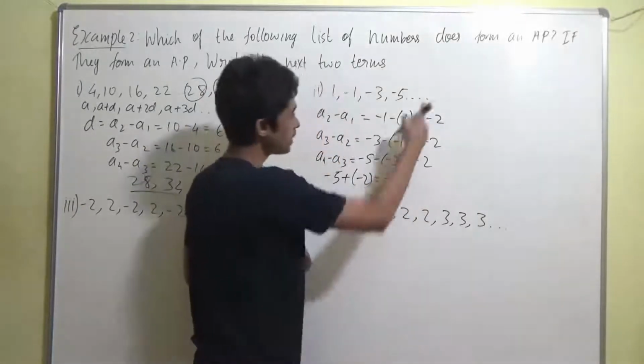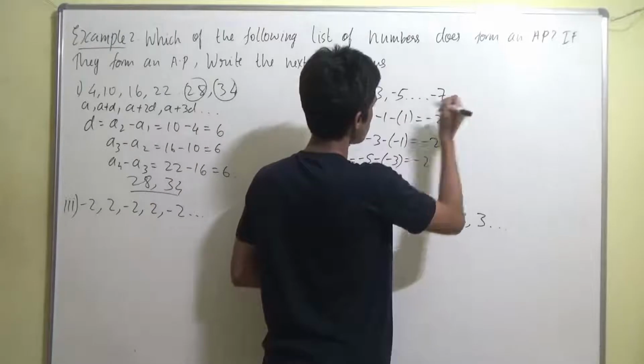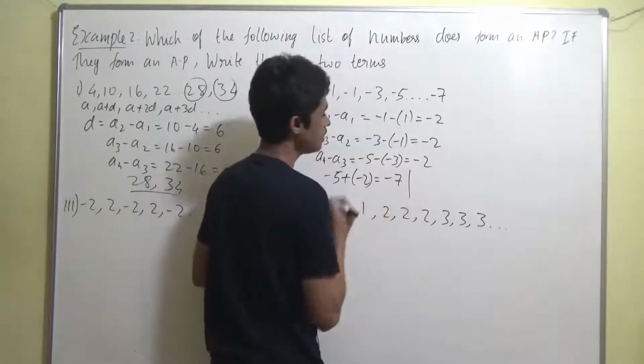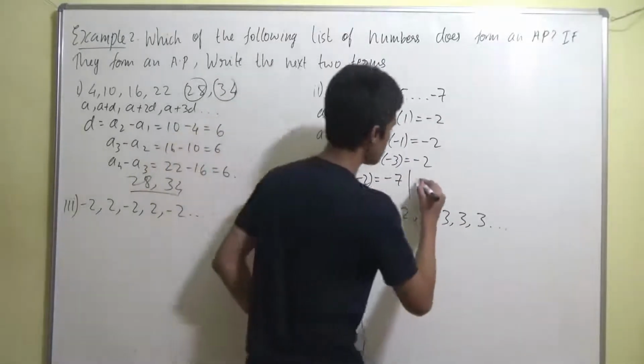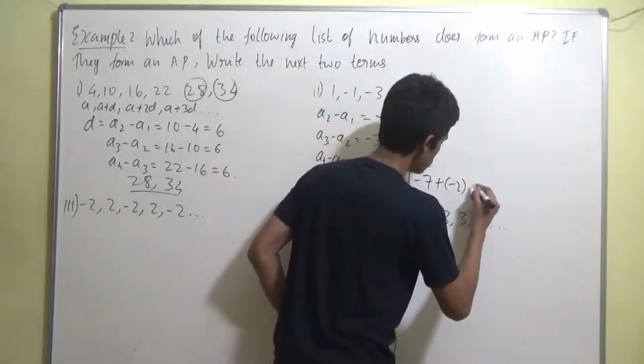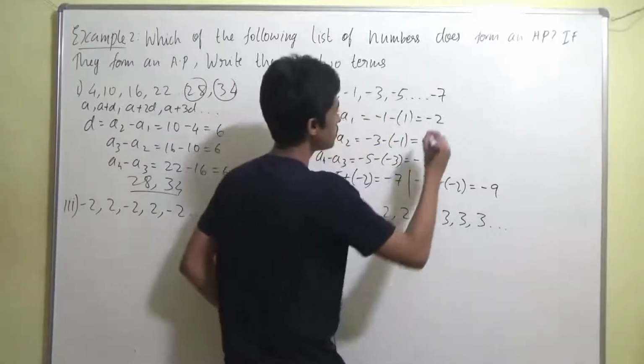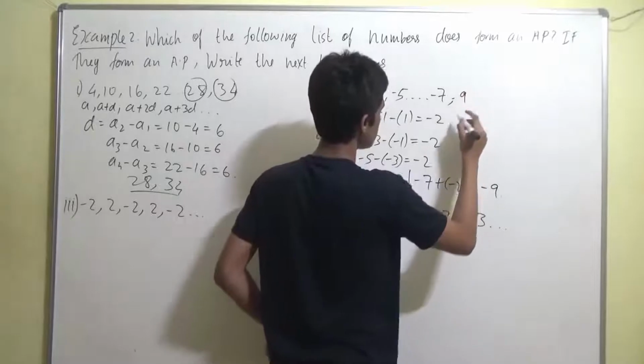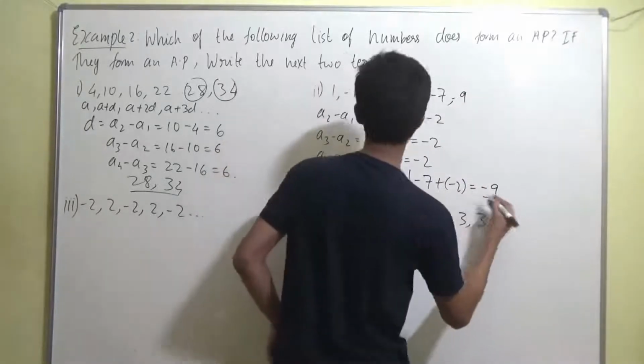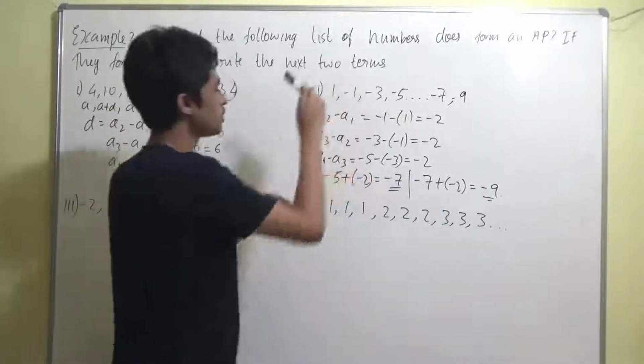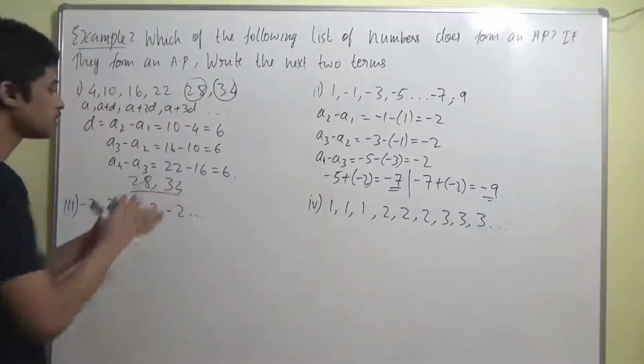minus 7. So the next term in the AP is going to be minus 7. Now the next term after minus 7 is going to be minus 7 plus minus 2, that is minus 9. So the next term in the AP is going to be minus 9. So these are the two terms which they asked us to find, right? Write the next two terms. So these are the two terms which we found.